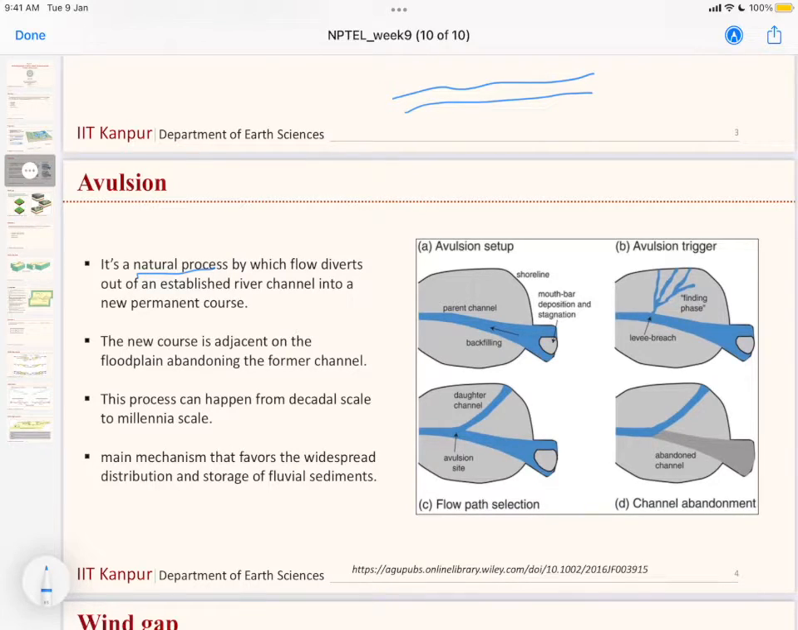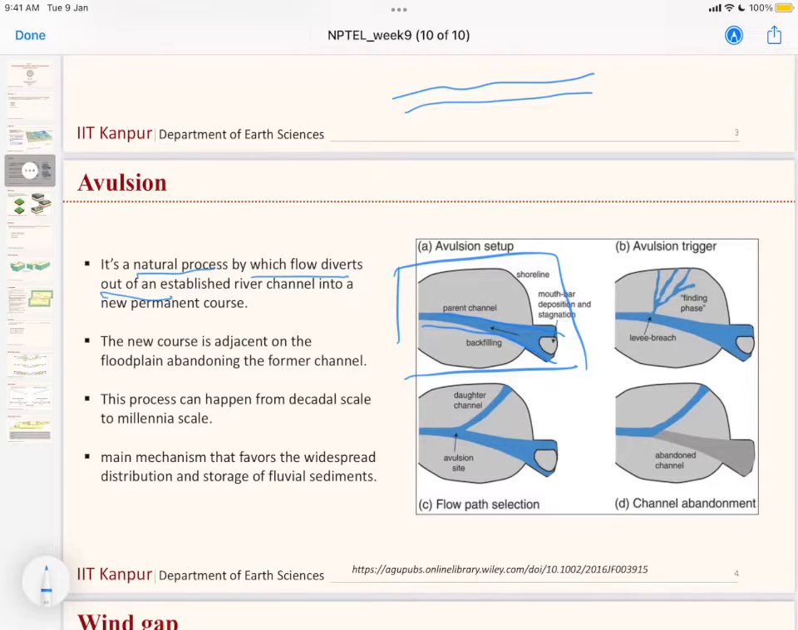So here no secondary effect is happening. What happens in avulsion is that the river stream changes its path, and why it changes path, we will see. It's a natural process by which flow diverts out of an established river channel into a new permanent course. If we see this figure, let's understand the first subset of the figure, that is the A part. This is the parent channel or the main path of the river.